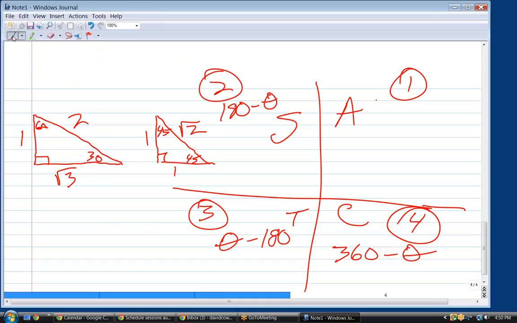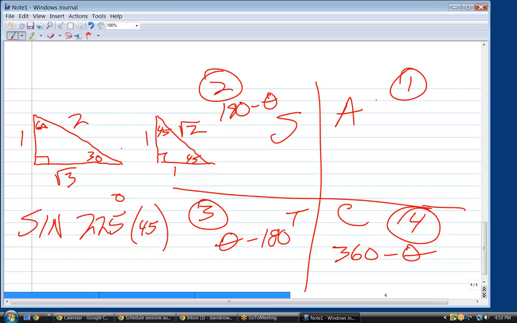And now, let's do another problem. Let's do the sine of 225. So what's the first step? Find which quadrant it's in. So that would be, we would do 225 minus 180. Yep. So that's 45, right? Yeah. So that's the reference angle, 45.